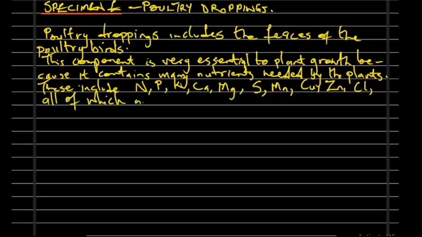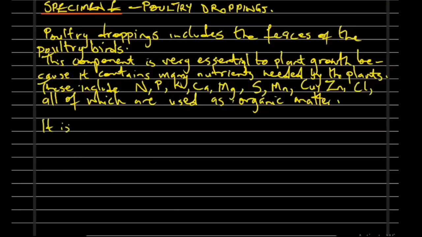All of these are used as organic matter. So this particular substance is very essential to farmers. They use it in helping to fertilize the soil, to nourish the soil so that the plants grown on these soil types can actually do well.